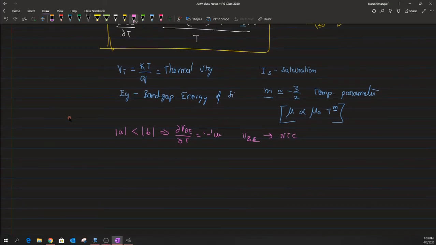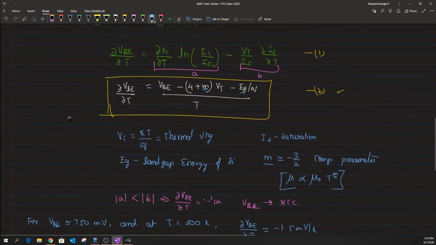And for that, I stated that for a specific value, say for example, if the nominal value of VBE is around 750 millivolt, and at room temperature where T is taken as 300 Kelvin, the dou VBE with respect to dou T, in short, approximately exhibits a value equal to minus 1.5 millivolt per Kelvin, and this is the statement that I made in the last class.